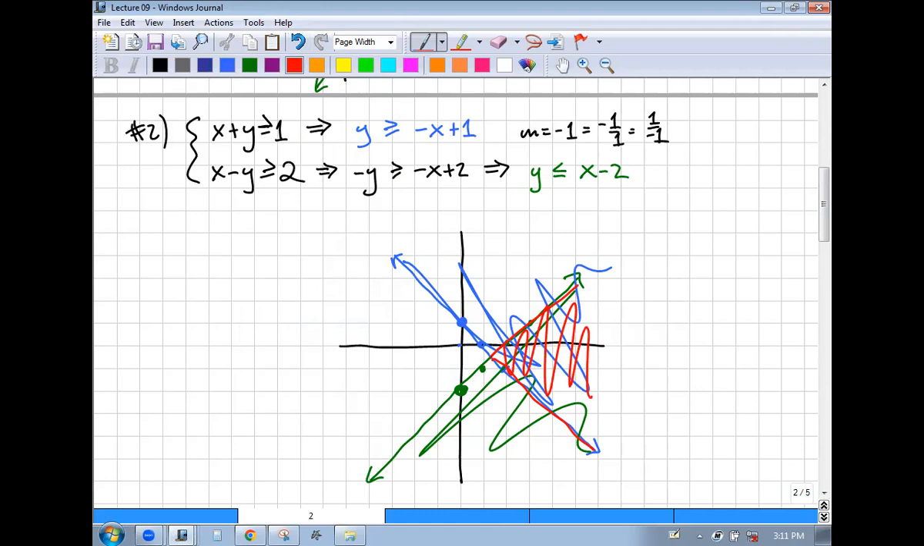Right? For the blue, we drew our blue line right here. And then we wanted everything above the blue line. So that was up here. And then for the green one, we drew our green line right here. And we wanted everything below that green line. That's down here, and the place where they overlap is in the red. That make sense? If you have questions, stop me.